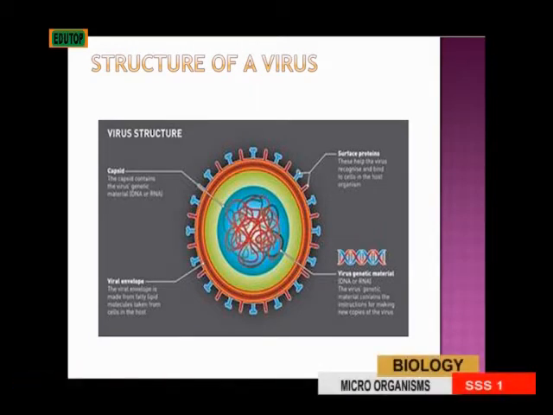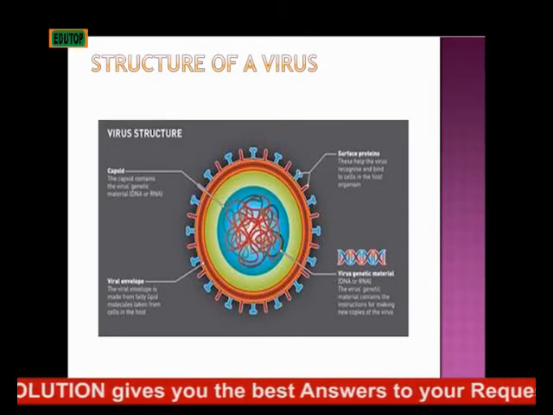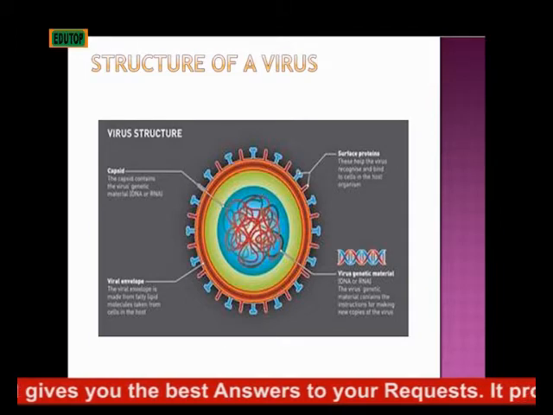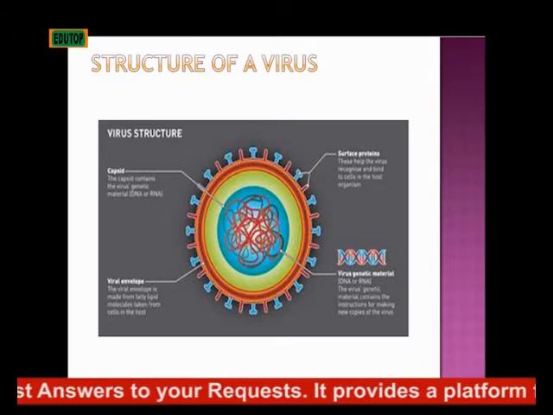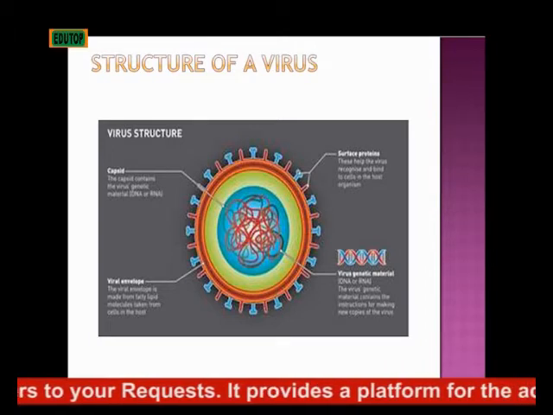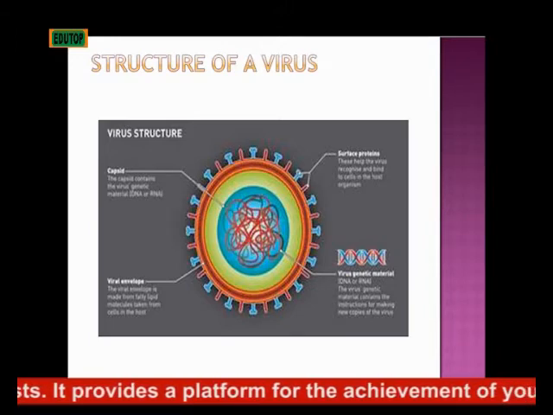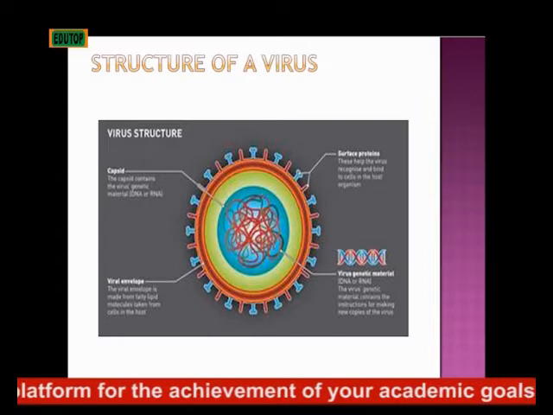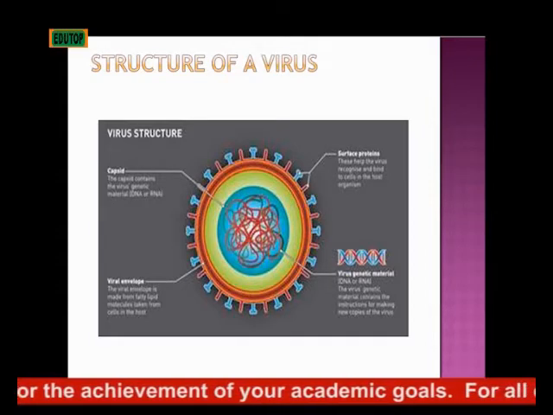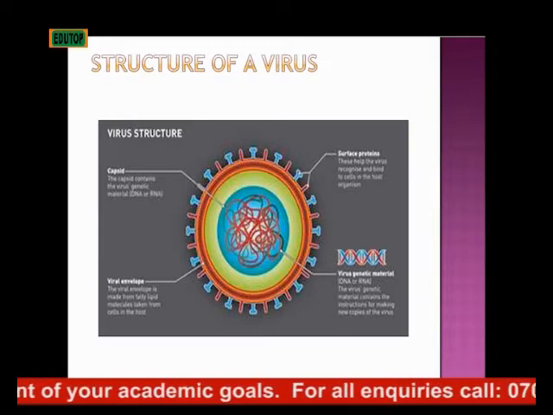You know, I said earlier that viruses depend on the host cell's ribosome for their own protein synthesis. So you have the surface protein there. Then the RNA or DNA structure. I said in plants it is only RNA, but in animal cells it could be either DNA or RNA that you find in a virus.